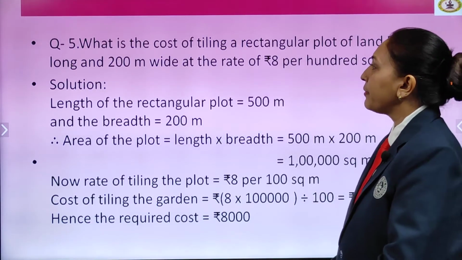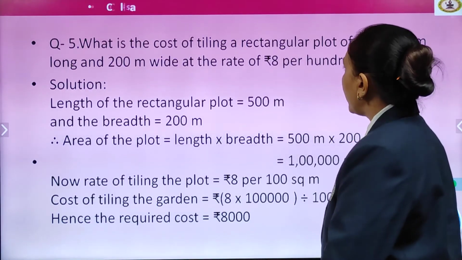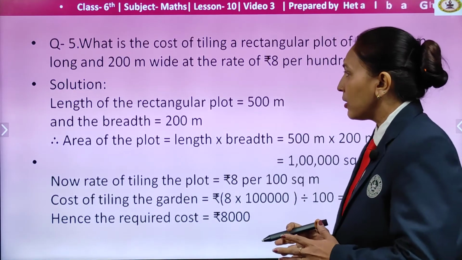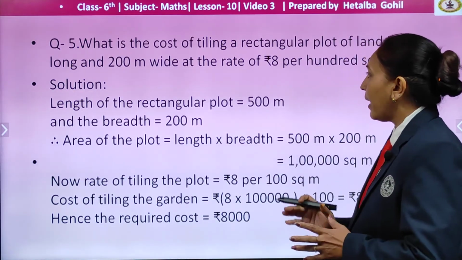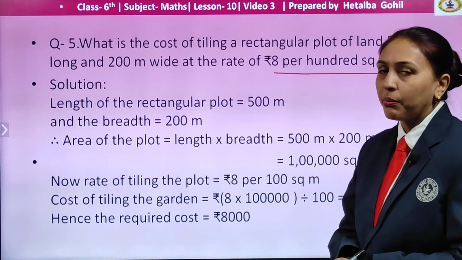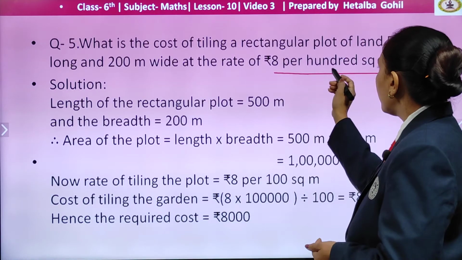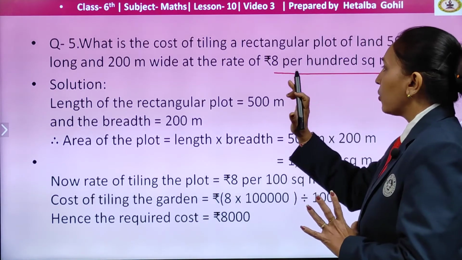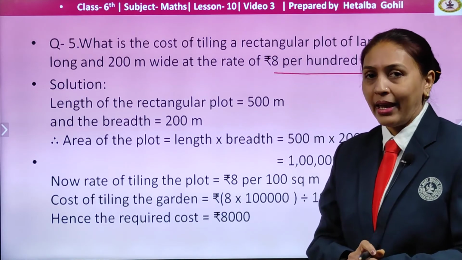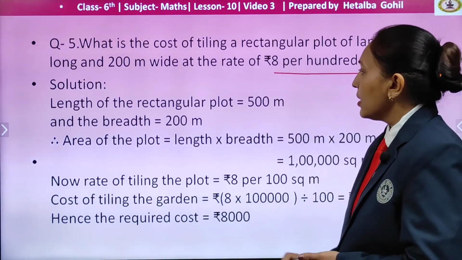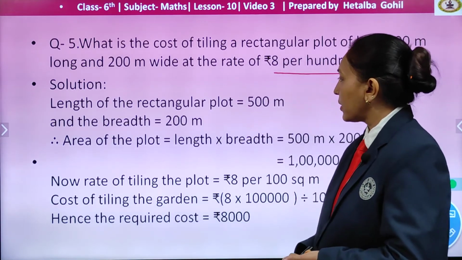Now, question number 5. What is the cost of tilling a rectangular plot of land 500 meter long, 200 meter wide at the rate of rupees 8 per 100 square meter? So here the cost is given per 100 square meter, but before finding the cost, we should know the entire area, then only can we go for finding the cost. So let us first find the area of this rectangular plot.